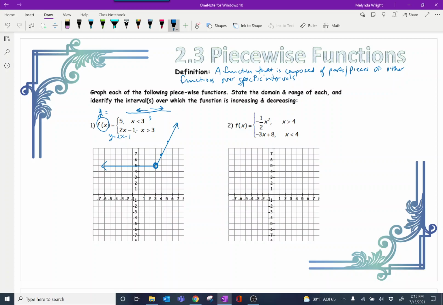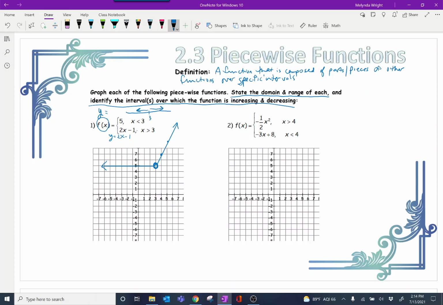This time, notice that again, there's no equal sign. X is bigger than 4, x is smaller than 4. Doesn't really matter which one we start with. In this case, when x is larger than 4, let's focus on this. What would that look like? Actually, let's back up. On number 1, I got so excited about graphing that I forgot to read: state the domain and range of each and identify the intervals over which the function is increasing and decreasing. Okay, so let's do that.